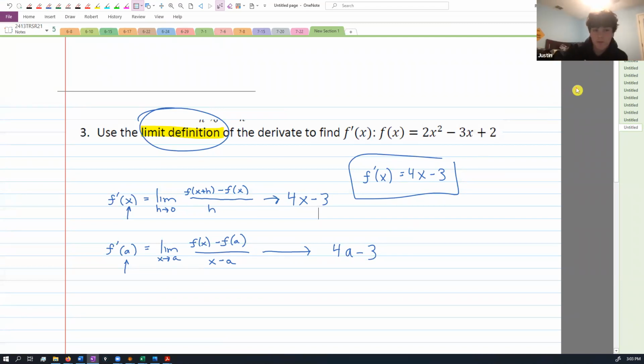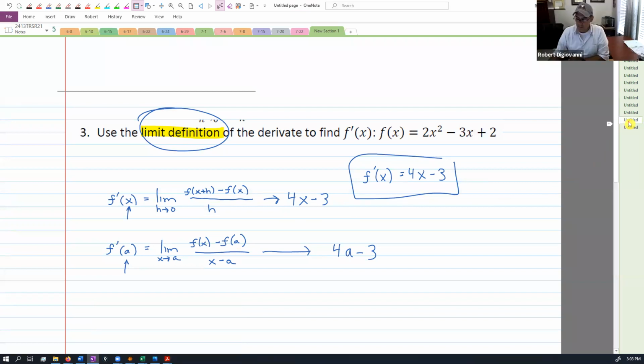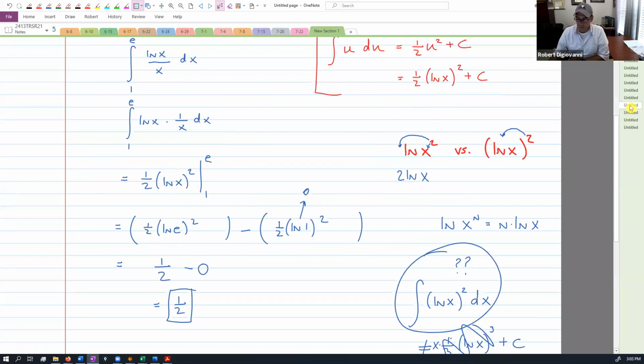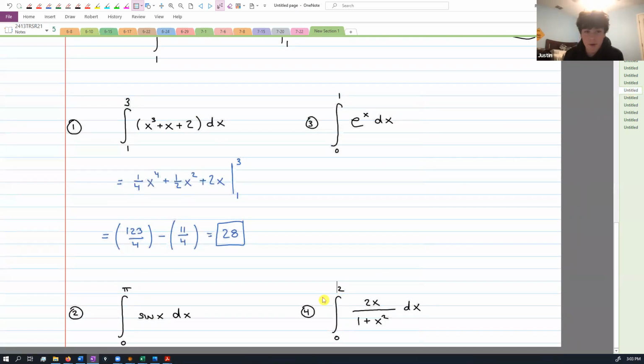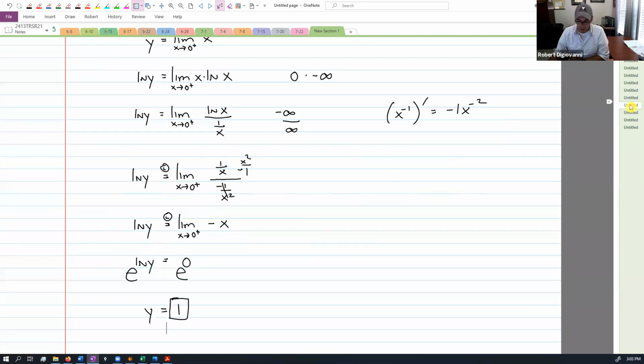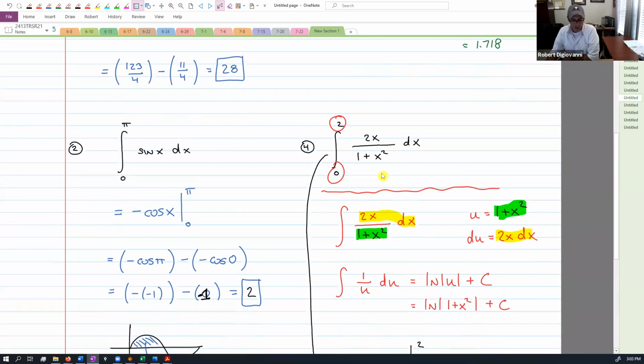Can you go over one of the examples that we went over in class today? Yeah, which one? Number 4. It was a defined interval. Yeah, this one? Yes. Okay, so let me see here. Where was it? Here it is, right here.